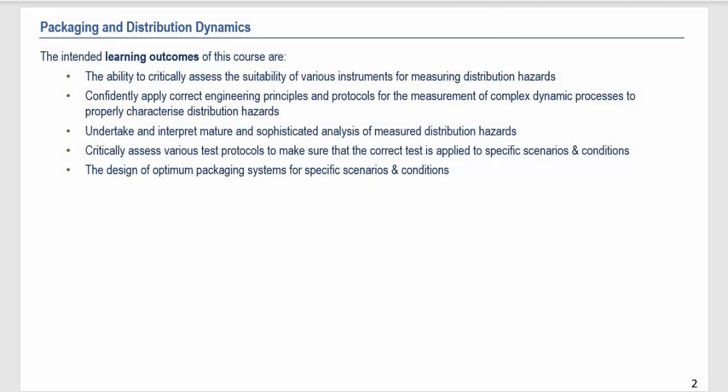These are the learning outcomes for this course, which is focused on giving you a set of tools as well as a confidence to properly select instrumentation and use the instrumentation to measure a variety of distribution hazards, to confidently apply correct engineering principles and protocols so that the measurements you make on these complex dynamic processes give you the right information to be able to characterize the distribution hazards.